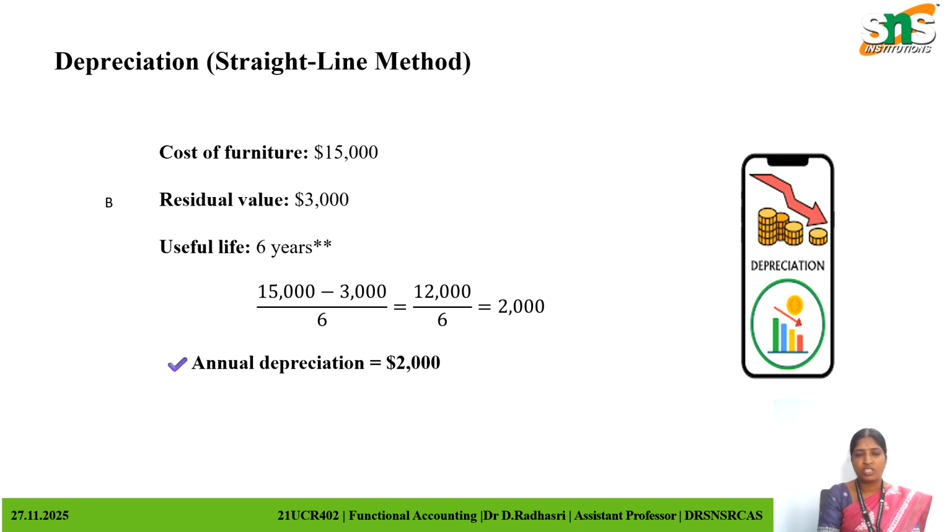For example, the total cost of the machinery is 50,000 and the resale value is 3,000. Here we subtract this, and we get 12,000. The useful life is 6 years. By dividing the 12,000 by 6, we get 2,000. This is the overview of the straight line method.